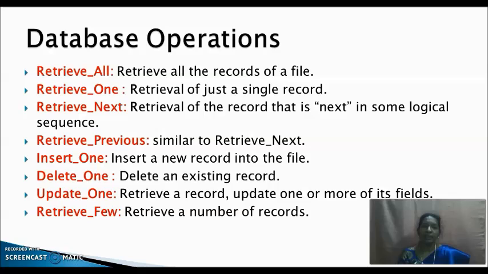Now let's see database operations. So we have retrieve all, retrieve one, retrieve next, retrieve previous, insert one, delete one, update one, retrieve few operations in database. Retrieve all means we are able to retrieve all the records of a file. Retrieve one, from the name itself we can say that we can retrieve only one record. Retrieve next. It means it will retrieve the next record in some logical sequence. Retrieve previous, it will retrieve the previous record in some logical sequence.